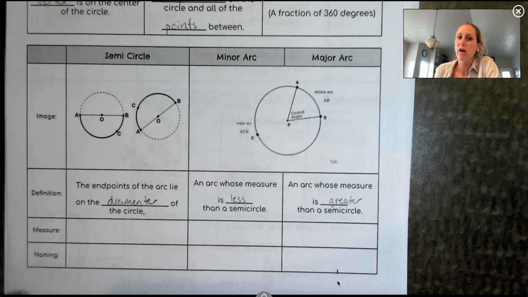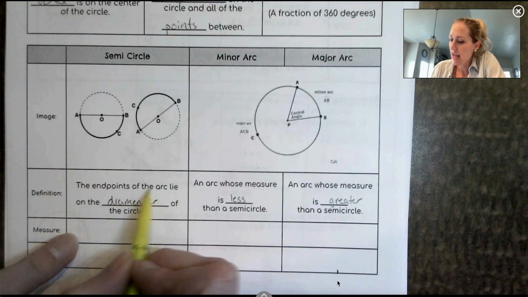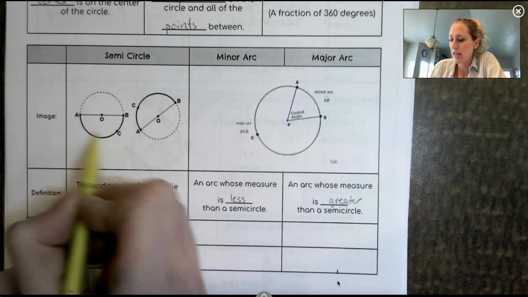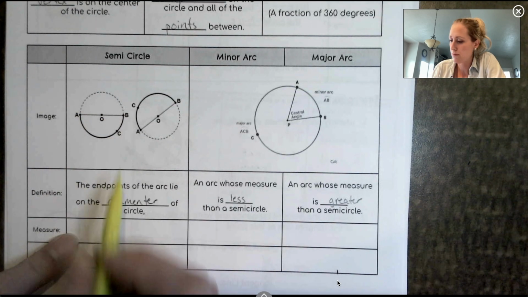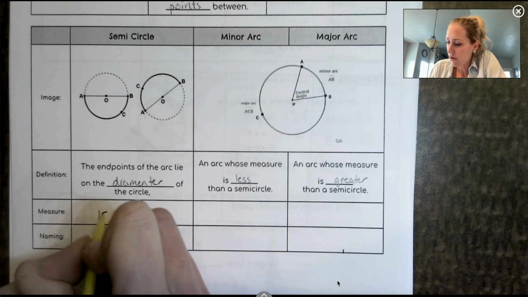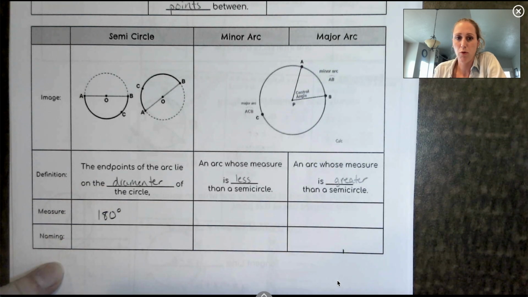Semicircle, this is probably one you guys are familiar with. It's just half of a circle. And so the endpoints of the arc lie on the diameter. So if my endpoints are the diameter of a circle, this is a semicircle. So the arc measure is always 180 degrees for a semicircle, half of 360.